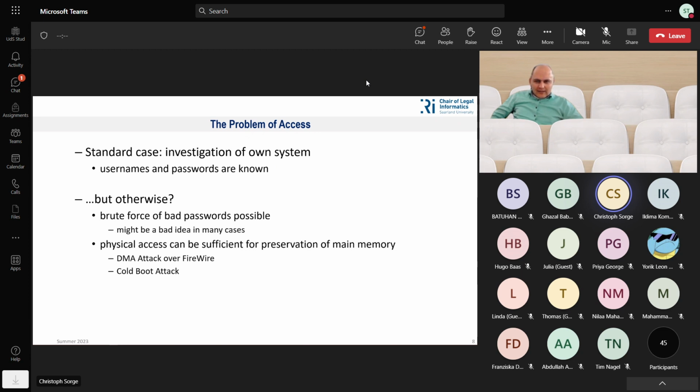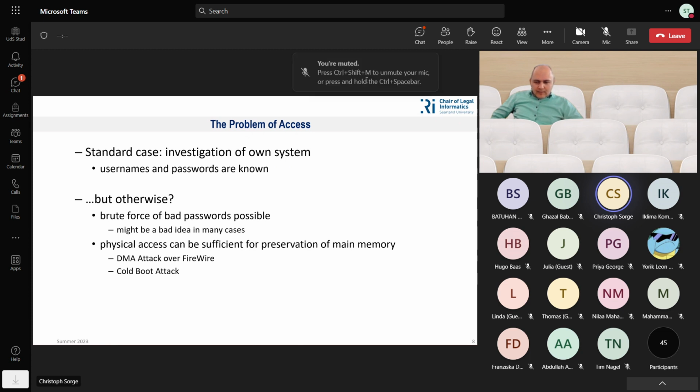But otherwise, say it's in a system which is currently either in standby mode or the screen is locked, then it might get challenging to access the system for live forensics, because you cannot just reboot the system, obviously, because you want to have access to a running system. Now, what could you do? You could try a brute force attack, hoping for a bad password.